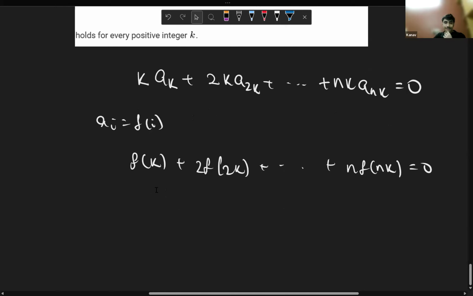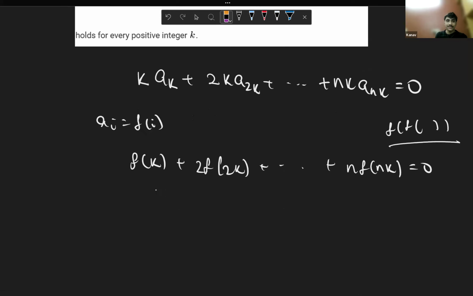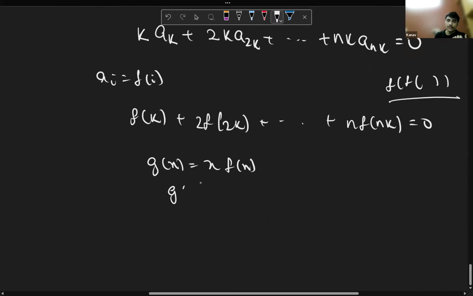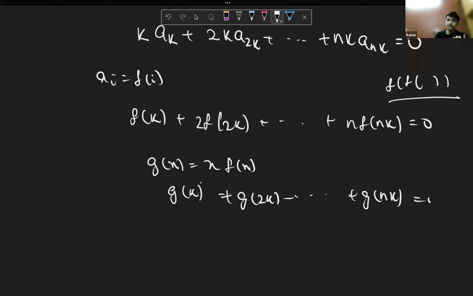Magic. The point is now I can do things like f of f much more easily. Otherwise, I would have to write a_i, which is disgusting. So sequences are just FEs. Let's define g of x as x f of x. We want to ensure g of k plus g of 2k, and so on till g of nk, is 0. N is a fixed guy here. K is the variable.